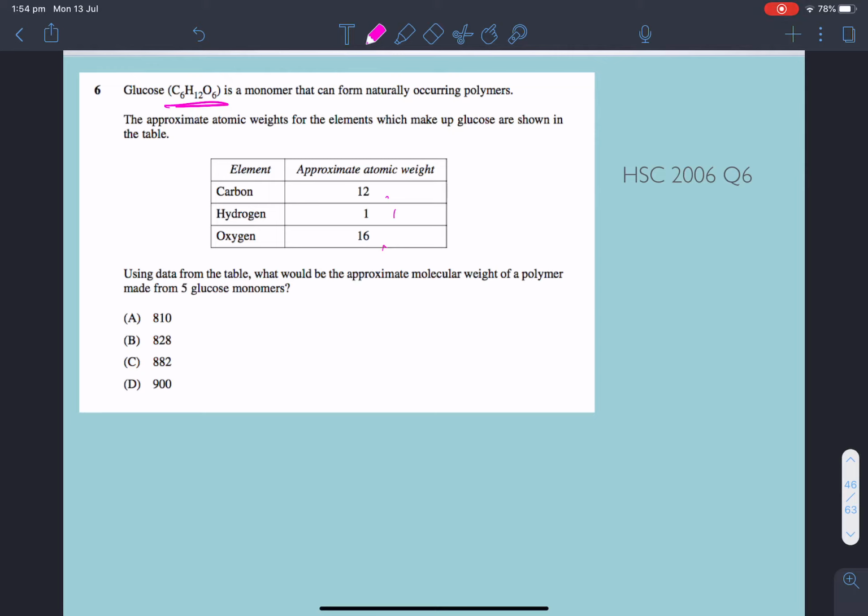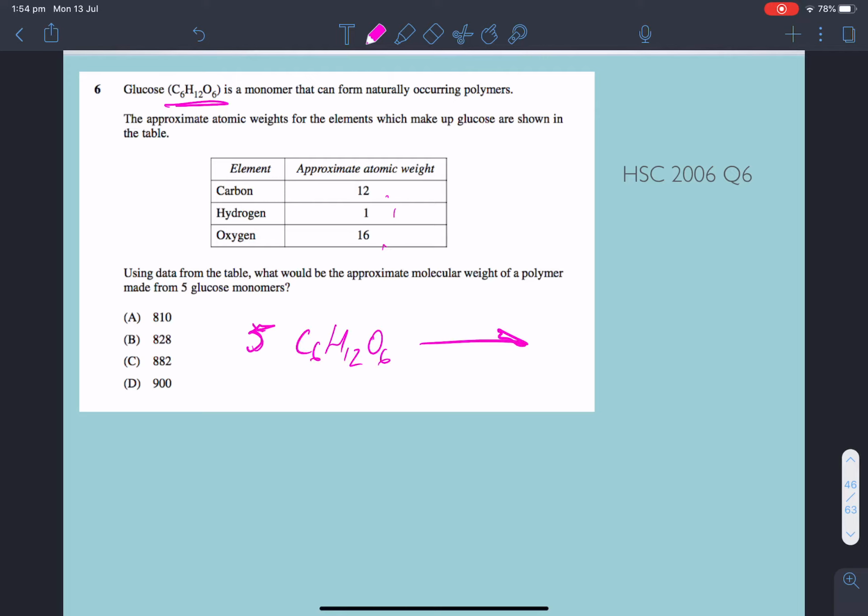So we're going to have 5 of those C6H12O6 coming together and polymerizing, and it's a condensation polymerization. Because it's condensation, it's going to lose a water for every link. There are 5 molecules, so there are going to be 4 links. So it's going to lose 4 H2Os. The product is going to be some chain. I'm not even going to worry about the structure, but it's going to be 5 times that minus 4 waters.